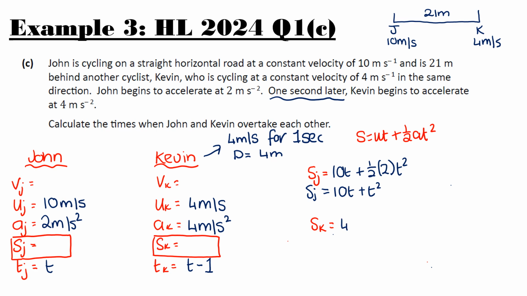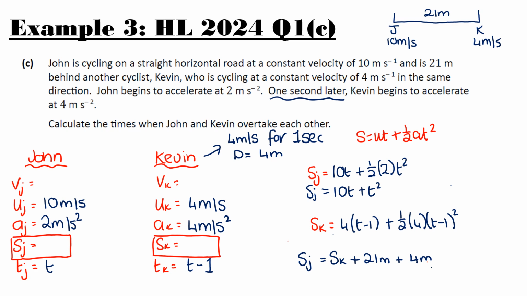So that's going to be UT plus a half AT squared. Now, we can say that when John and Kevin meet, John will have had to travel the same distance as Kevin, plus have to catch up on the 21 meters, plus catch up on the 4 meters that Kevin traveled during the first second, which we haven't taken account of.